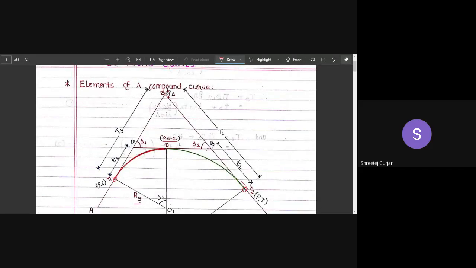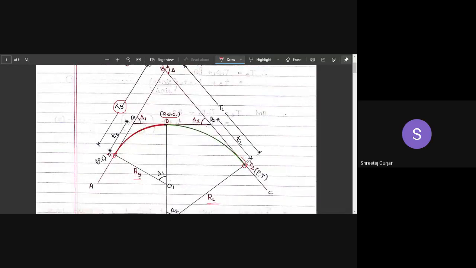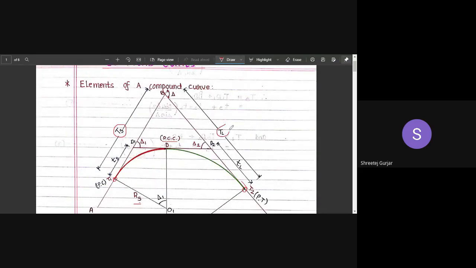This particular length, which I have marked as capital T subscript s, starting from T1, the point of curve, going up to the point of intersection, is your tangent length for the shorter curve. And this line, capital TL, goes from the point of intersection to PT, or T2. This is the tangent length for the longer curve.